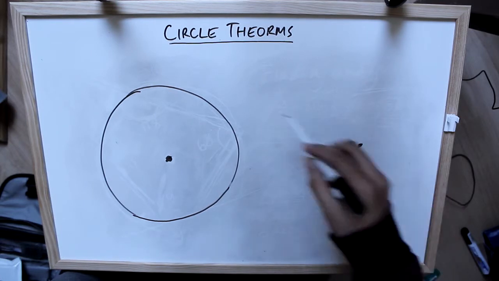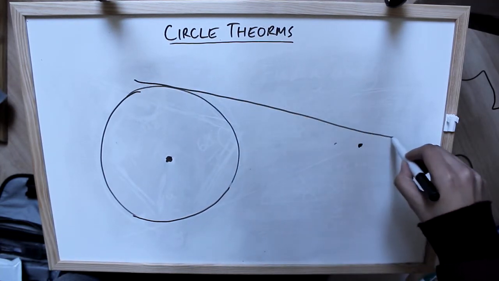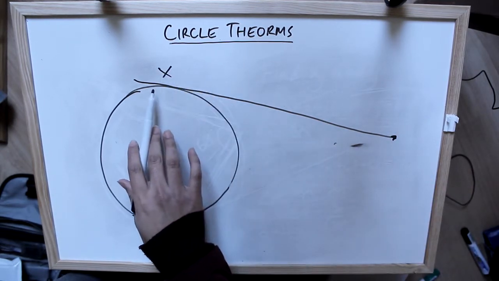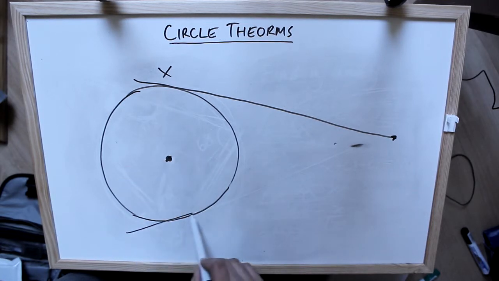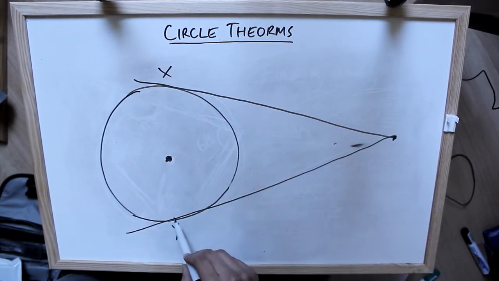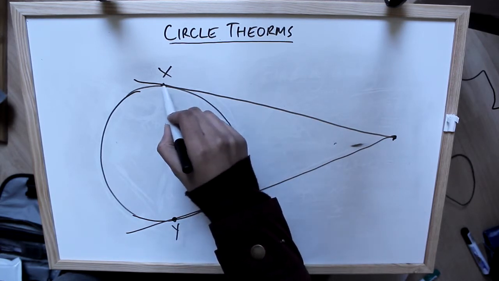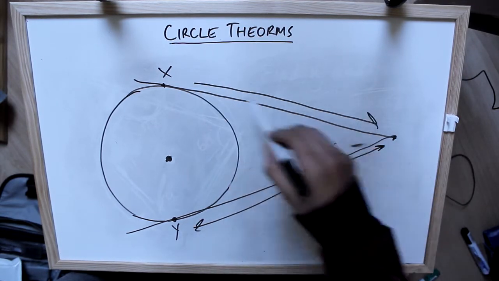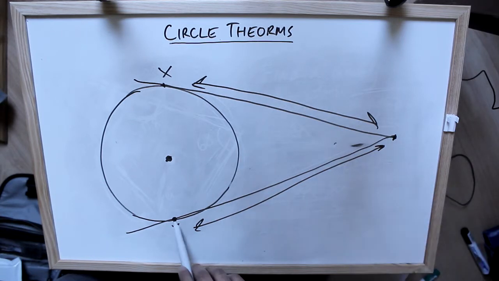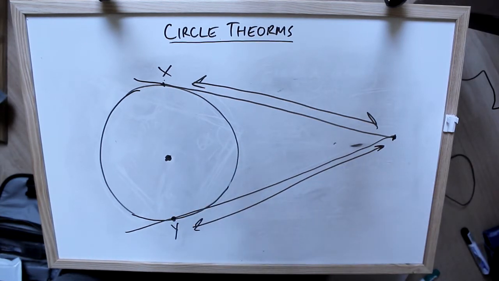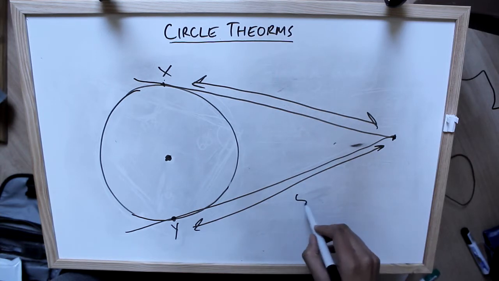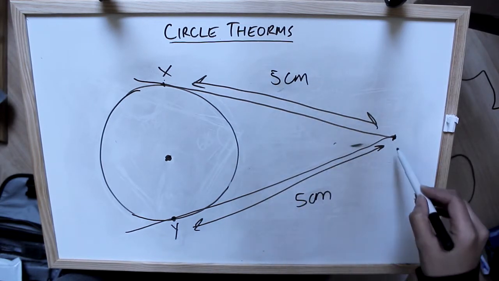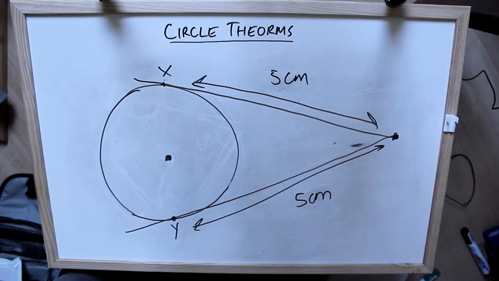Whenever you have an external point which touches our circumference at 2 points, so if we were to go touch there, our 2 points where it's touching are X and Y, the length of each of these from the external point to the point on the circumference is going to be the same. So if this was a length of, let's say, 5 centimeters, this will also be a length of 5 centimeters from this same external point. That's one of the theorems that you're going to need to know.